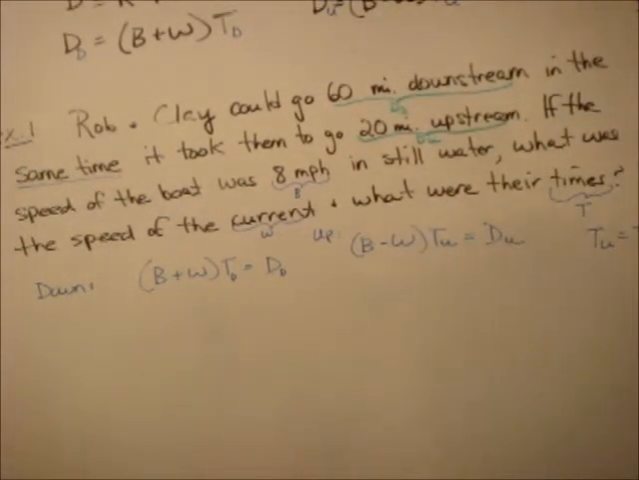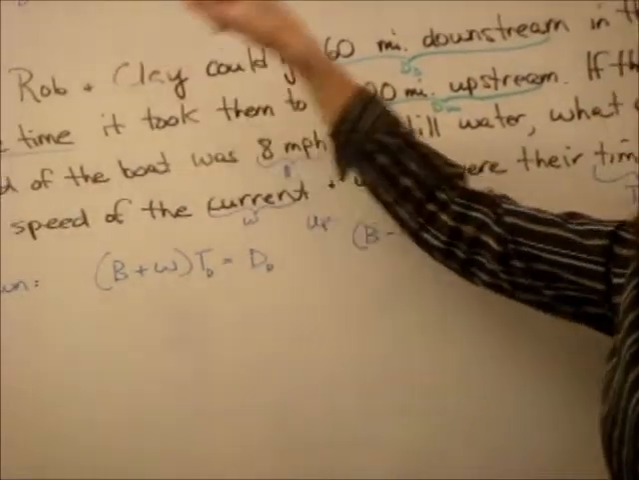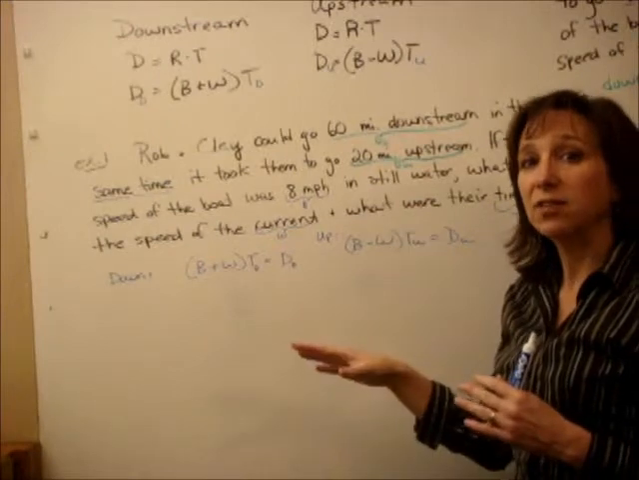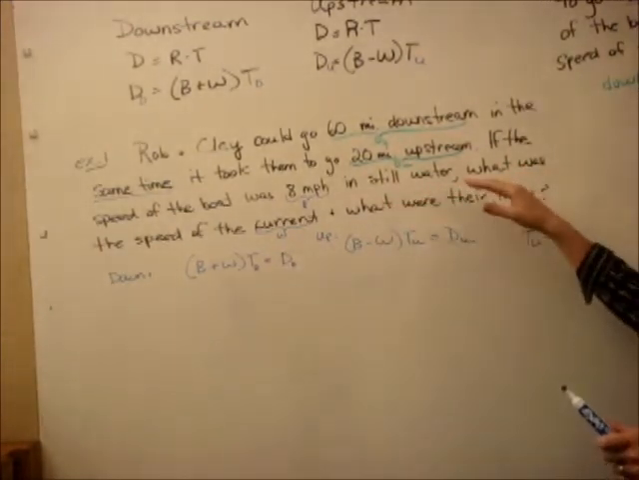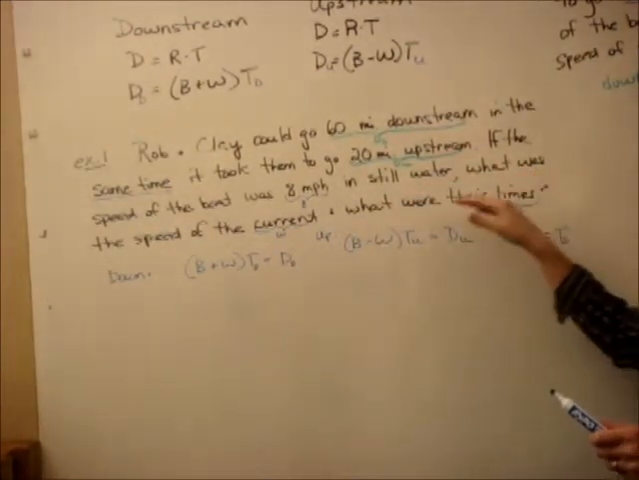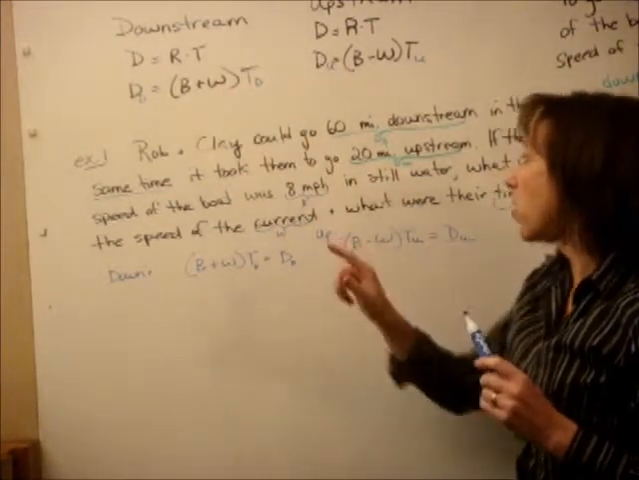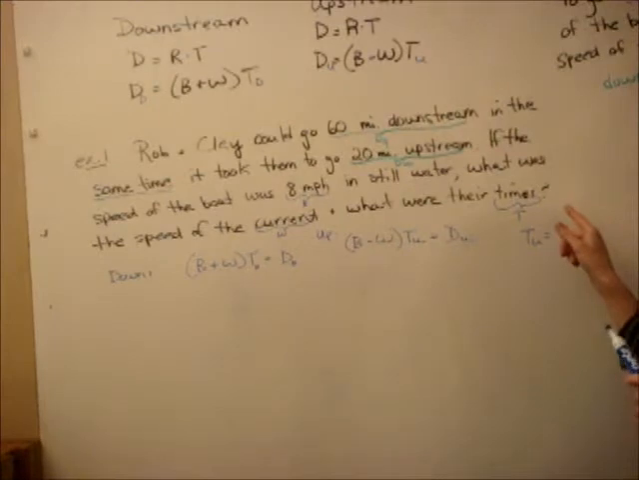If the speed of the boat, and that's B, it's going to be the same B, the boat's going the same speed itself, upstream and downstream, in still water is 8 miles per hour, what is the speed of the current? And that's going to be W, the speed of the current, our water. And what were their times?